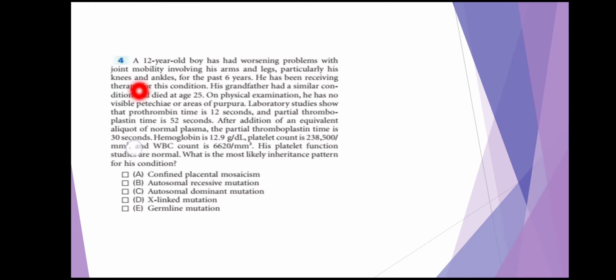He has worsening problem with joint mobility involving arms and legs. So there is a problem with joint mobility, particularly knees and ankles, for the past 6 years. So the problem is since the child was 6 years old. He has been receiving therapy for this condition. Grandfather had a similar condition, meaning another male in the family is affected, and grandfather died at the age of 25. On physical examination, he has no visible petechiae. Again, I told you that petechiae is absent in hemophilia, and this is given in the history in the problems, and there are no areas of purpura.